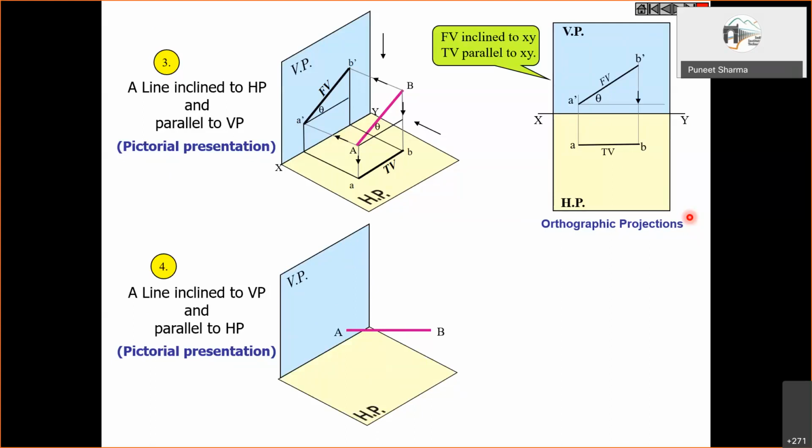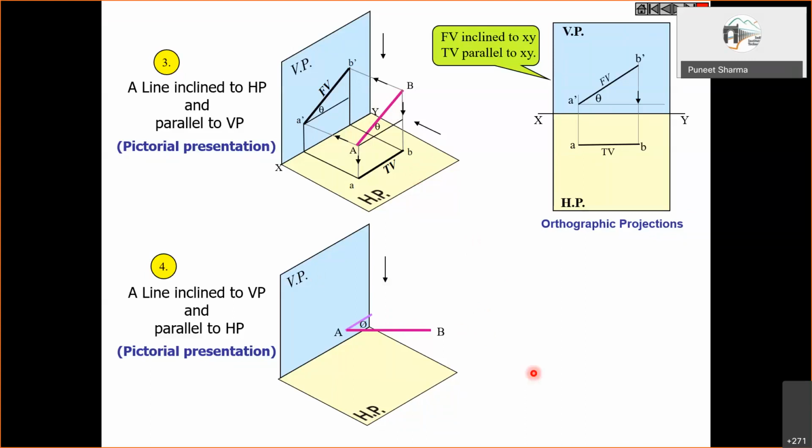So here is the line AB. This is parallel to the horizontal plane and having inclination phi with the vertical plane. These two terms, this theta here which we used and this phi, we will also use as the standard symbols. Whenever we have to consider the inclination of the line with the horizontal plane, it will be represented by theta, and whenever we have to consider the inclination of the line with the vertical plane, it will be represented by phi.